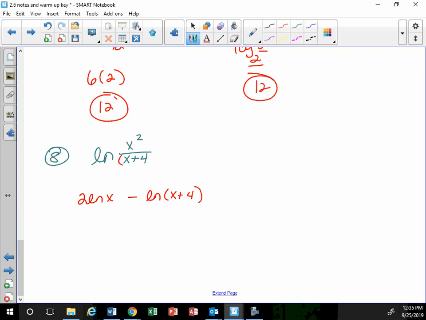When you have a quantity like that, x plus 4, something where there's addition or subtraction connecting your values, you cannot break that apart any further. It's only multiplication and division that we turn into addition and subtraction. Okay, so this is it. That's your final answer on that one.